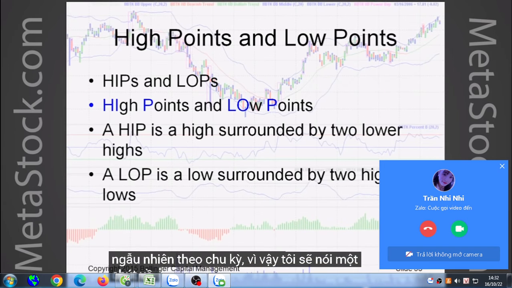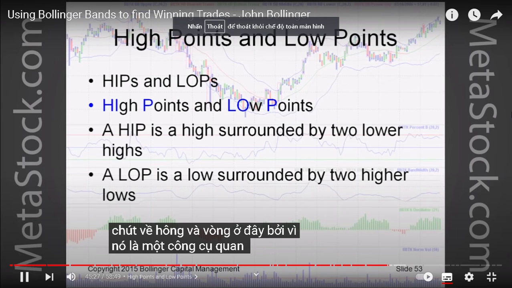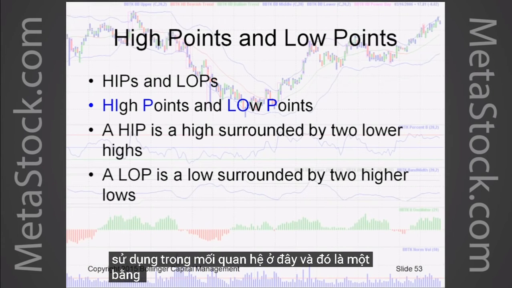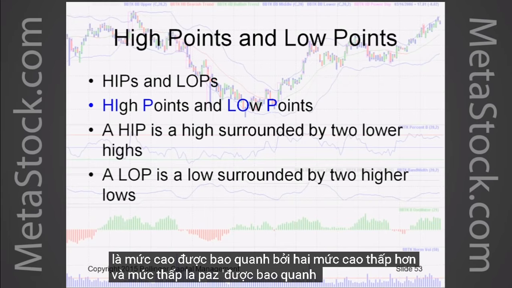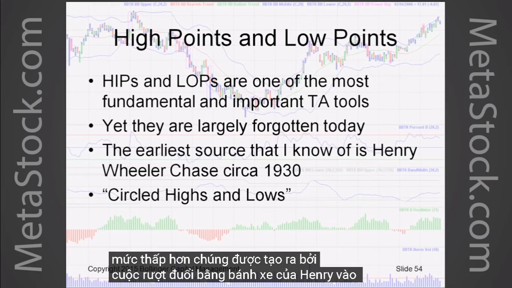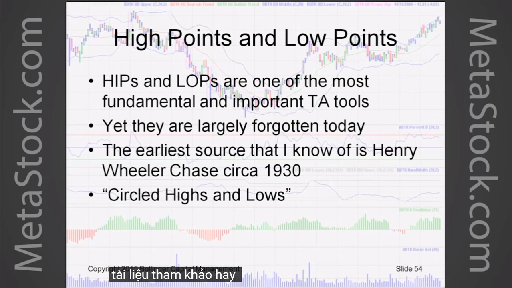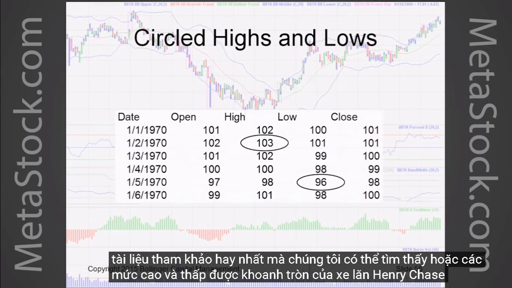So I'm going to talk a little bit about hips and lops here because it's an important tool to be using in relation here, and it's another piece of confirmatory evidence. So a hip is a high surrounded by 2 lower highs, and a lop is a low surrounded by 2 higher lows. They were created by Henry Wheeler Chase in the 1930s. So they may have had some prior art, but the earliest reference we can find are the circled highs and lows of Henry Wheeler Chase.